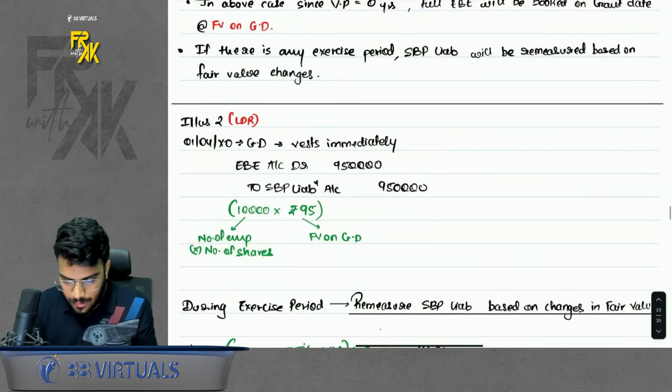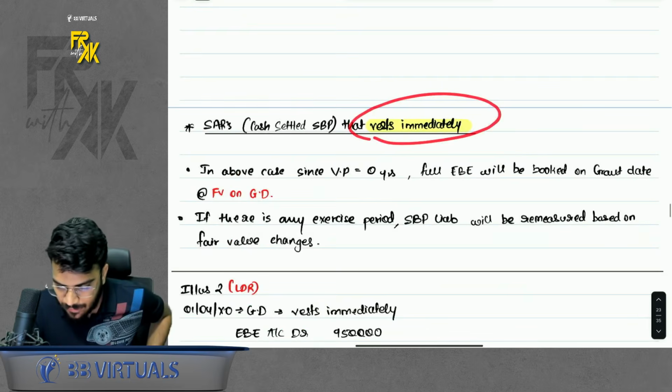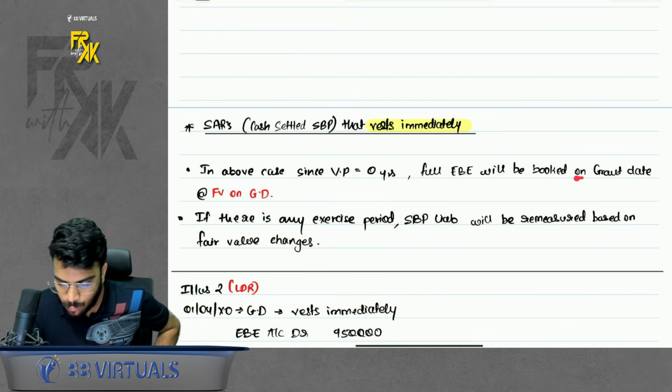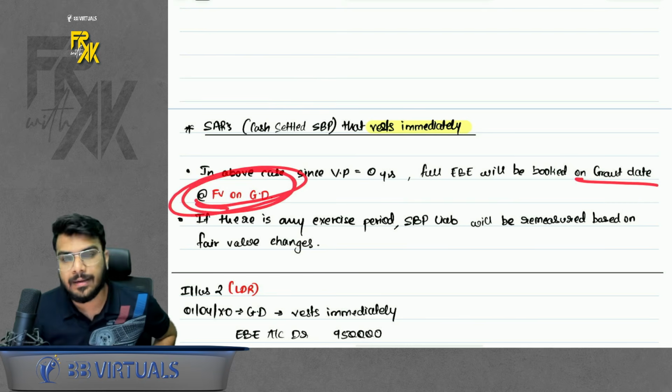So I have written also: in the above case, in case of vest immediately, vesting period is 0. Full employee benefit expense will be booked on grant date at fair value on grant date.